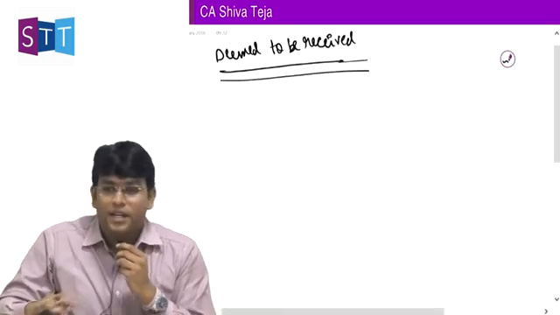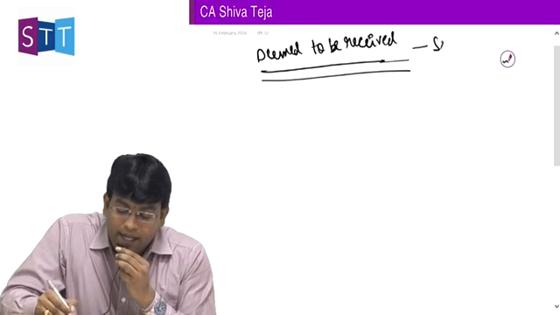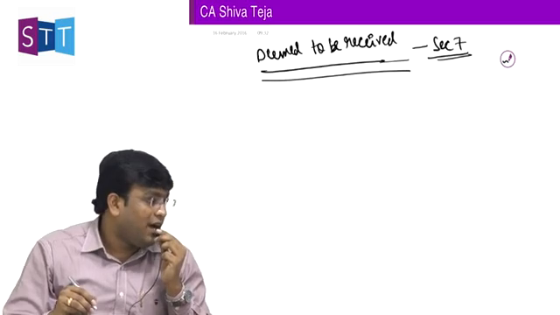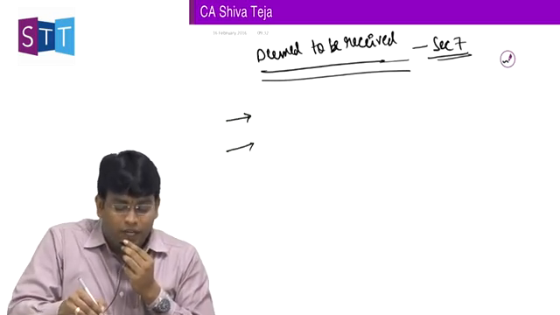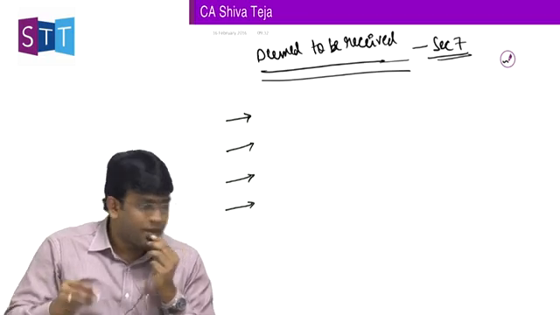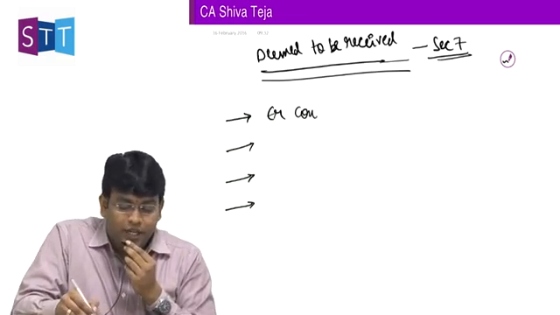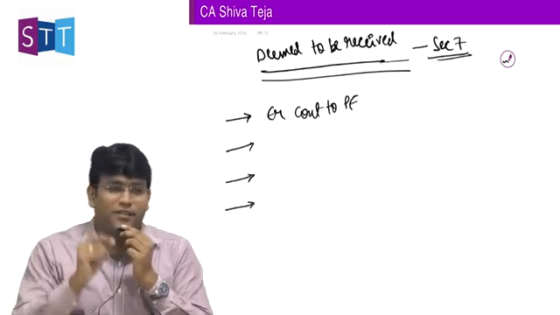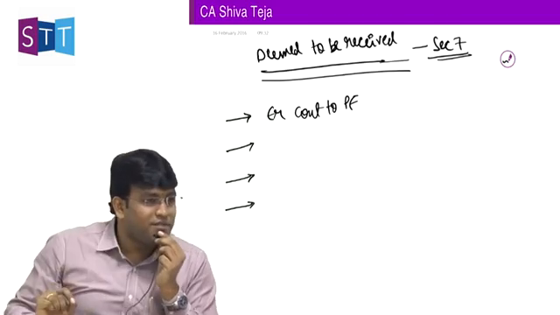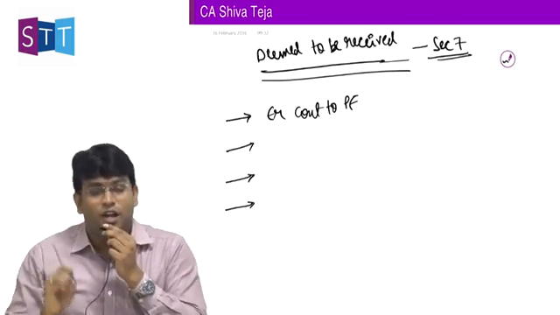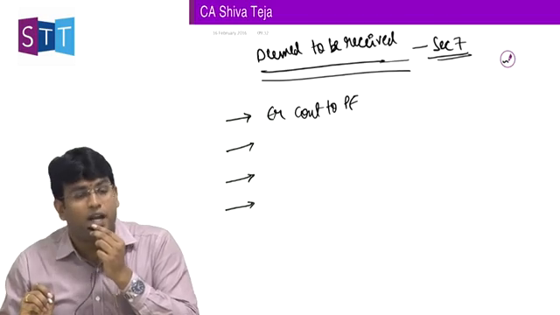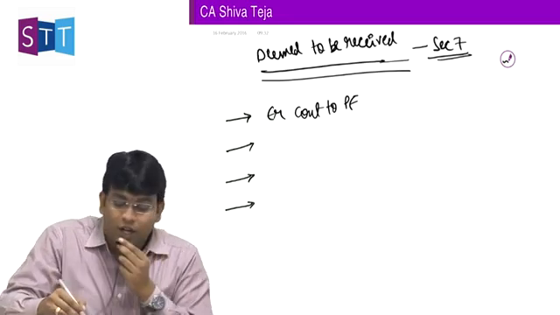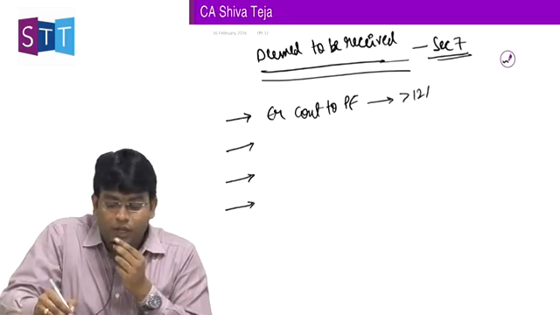Deemed to be received is covered by Section 7. Section 7 talks about incomes deemed to be received in India. There are basically 3-4 points in this. In simple language, I'll give you this concept. Employer's contribution to Provident Fund. Most of you know that Provident Fund is like a savings scheme where the employee contributes and the employer makes a matching contribution. This is also in your law syllabus in the Employees Provident Fund and Miscellaneous Provisions Act 1952. See now, employer's contribution to Provident Fund more than 12% of salary.